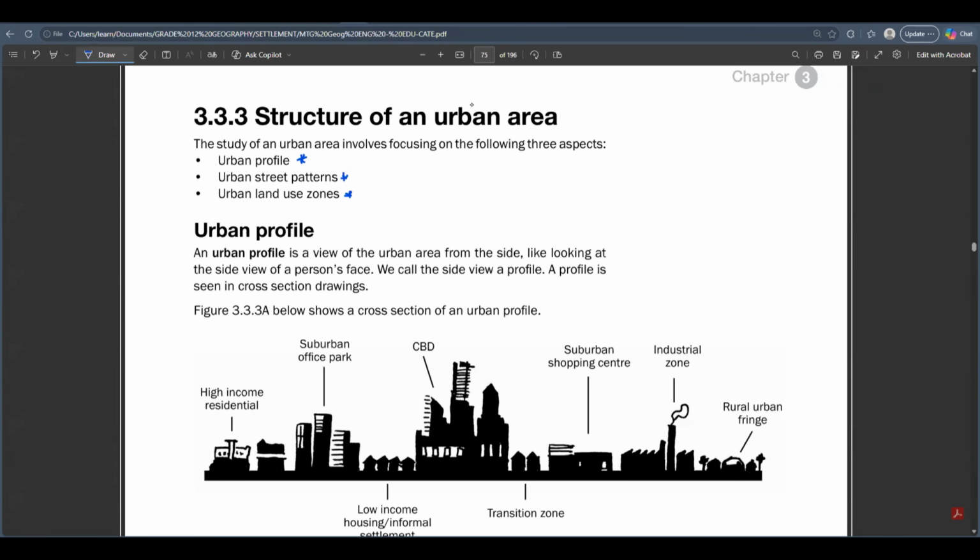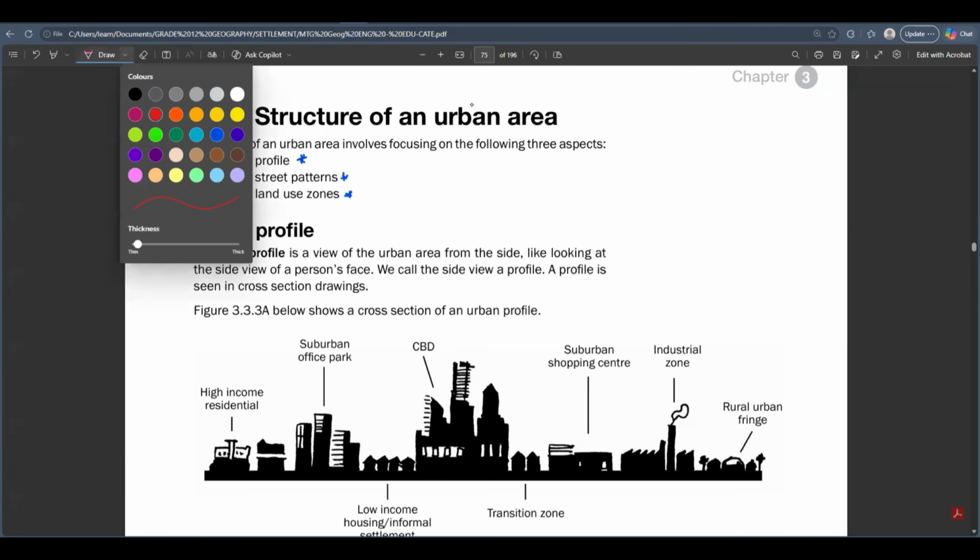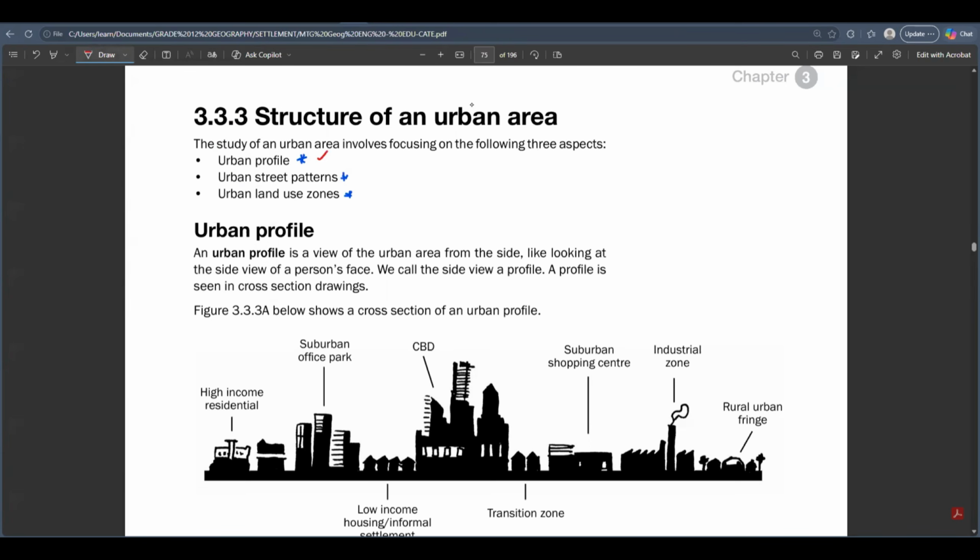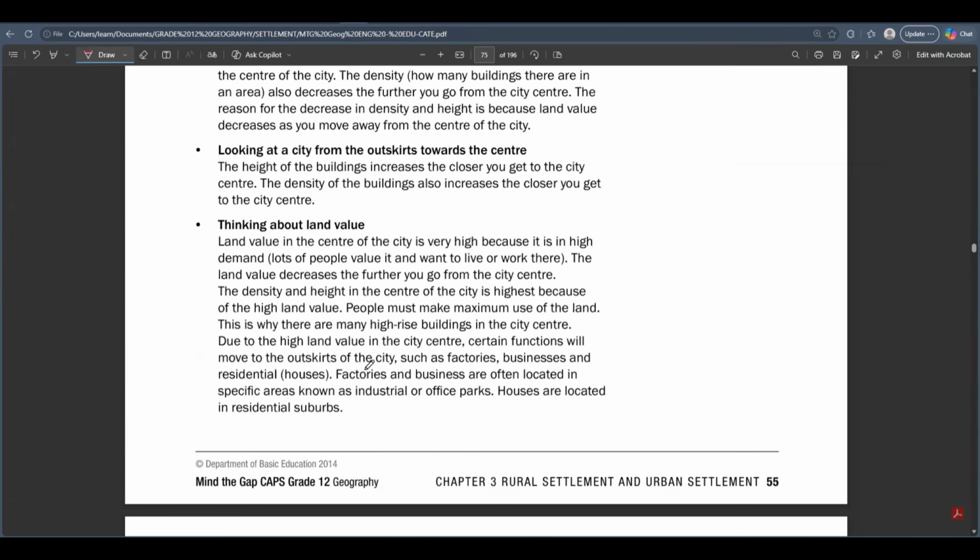So last time we talked about the urban profile. We gave a brief introduction about the urban profile, talking about the CBD, talking about the places surrounding the CBD, places such as the suburban shopping center, the outlying business districts, the high income residential areas, and all of that. But today we'll be looking at urban street patterns as well as the urban land use zones, right? So let's start with street patterns.